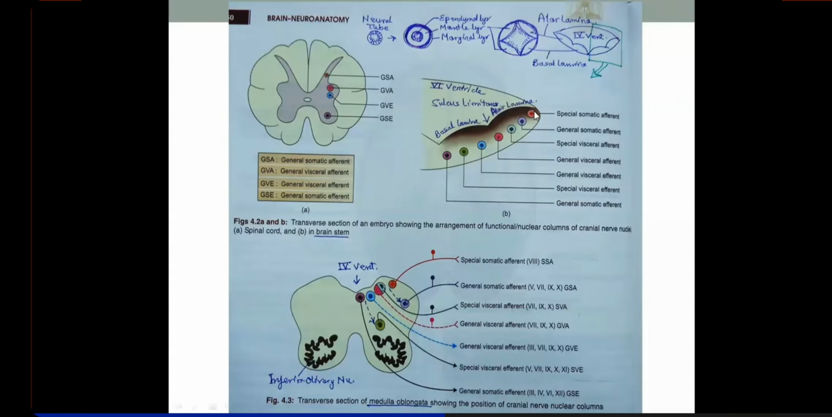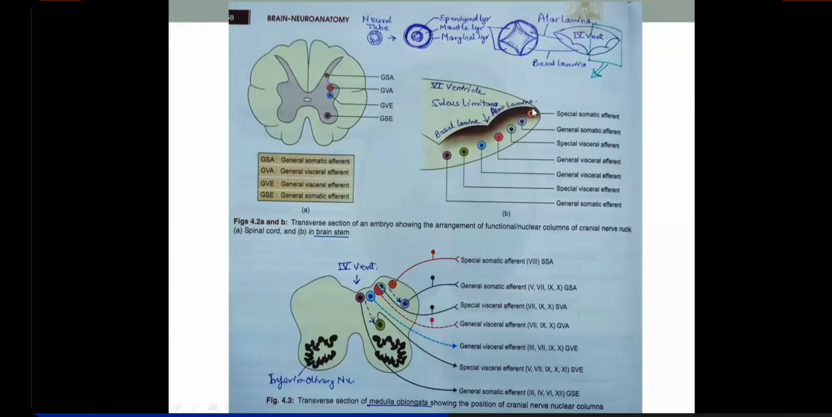So it has a separate development. That's why we categorize it as special somatic afferent, which will be the most lateral functional column in the alar lamina. This one, most lateral. And you don't have a direct efferent for this, remember? This functional column will act through these general somatic efferents only. So there is no special somatic efferent, remember.